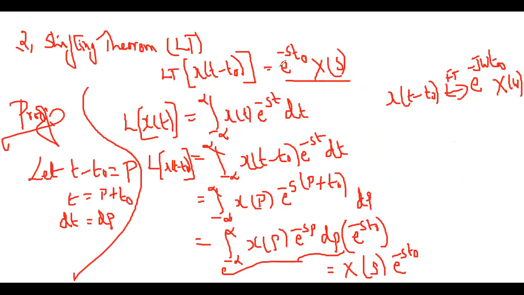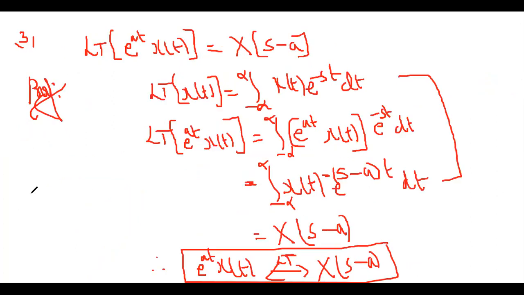But in the time shift, the time domain is shifted with the t naught samples, and the frequency domain signal is multiplied with a negative exponential with that sample t naught, e power minus s into t naught. Got it, my students? So what is here? I'm saying that the Laplace transformation of x of t minus t naught is e power minus s into t naught X of s.